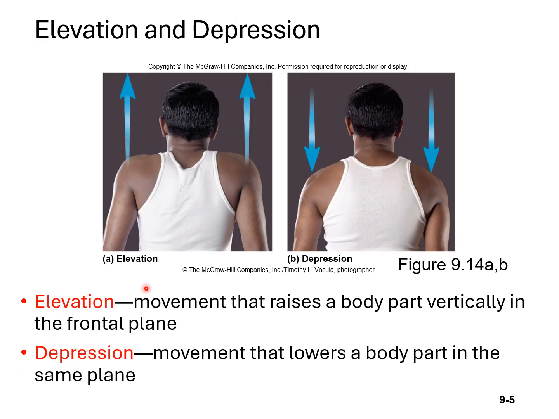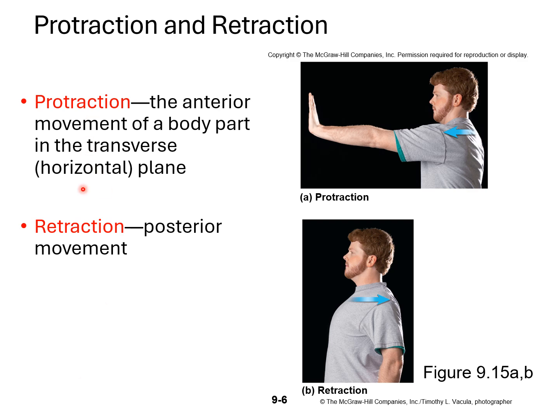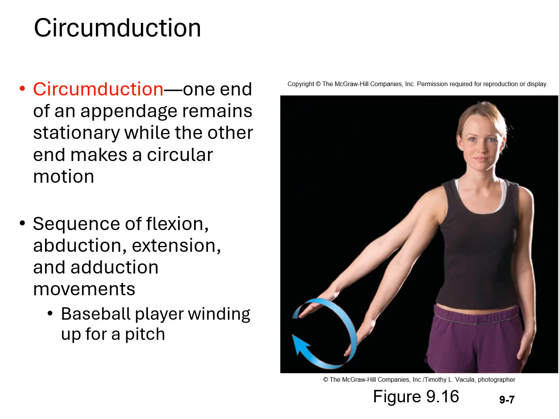You can also have elevation. Elevation is up, depression is down. This can be in the jaw, this can be in the shoulder region. You can also have protraction and retraction. Protraction is forward, retraction is back, or anterior and posterior. This also can happen in the jaw. You'll see that a lot with chewing.